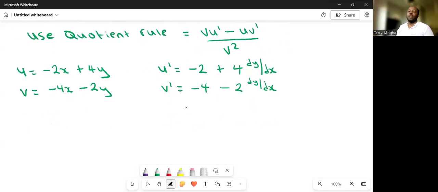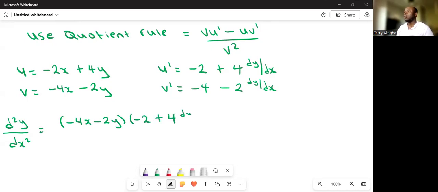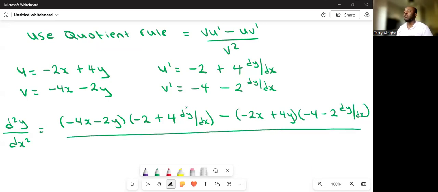Then we're going to put it in the formula now. So we're going to have d2y over dx squared equal to our v, which is minus 4x minus 2y, then the u prime, -2 plus 4 dy over dx, minus the u, which is -2x plus 4y, and the v prime, which is minus 4 minus 2 dy over dx, all divided by v squared, which is minus 4x minus 2y all squared. Okay? And that is the second derivative.